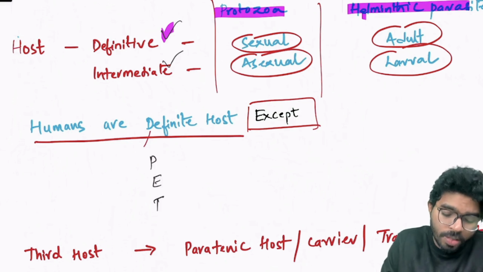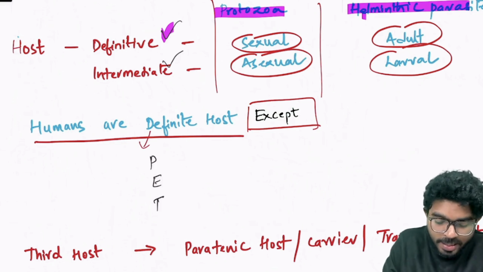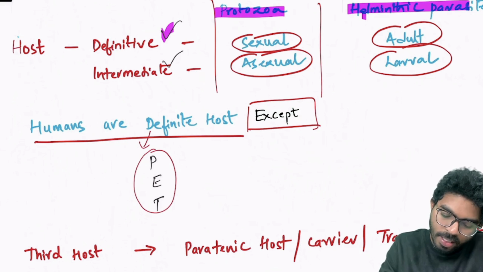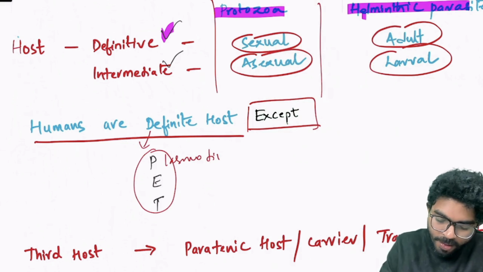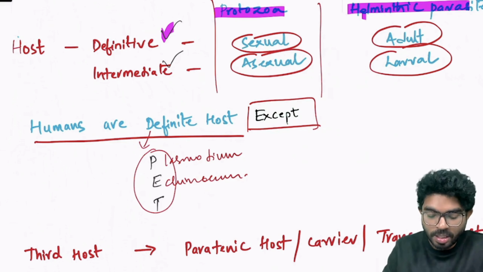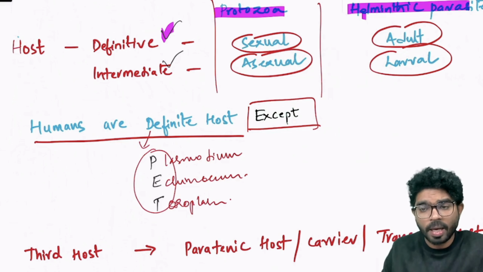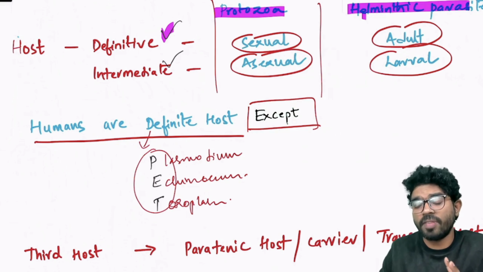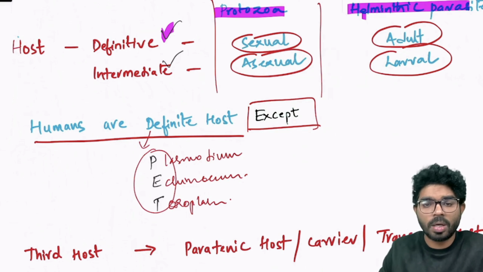Humans definitely have pets. Humans are definitely going to have pets. And P for, you're familiar. P for Plasmodium, E for Entamoeba, T for Toxoplasma. Okay, so Plasmodium, Entamoeba, Toxoplasma are exceptions, whereas for the rest of the parasites, humans are going to be the definitive hosts. So humans are definitive hosts except for Plasmodium, Entamoeba and Toxoplasma.